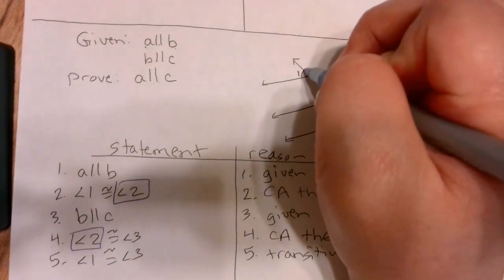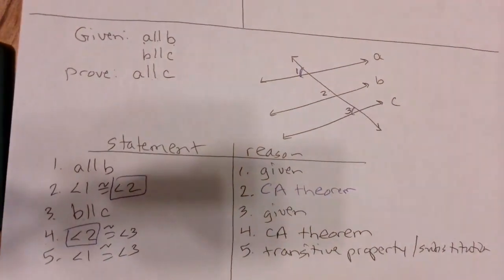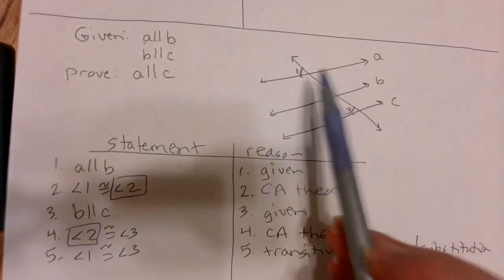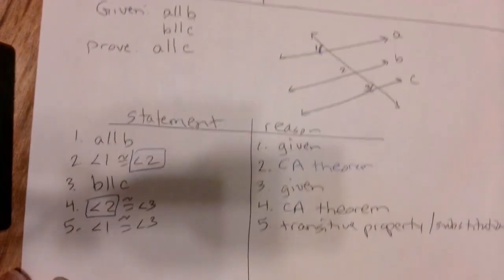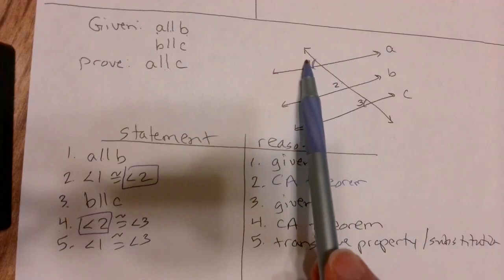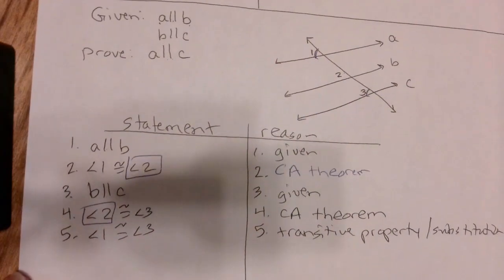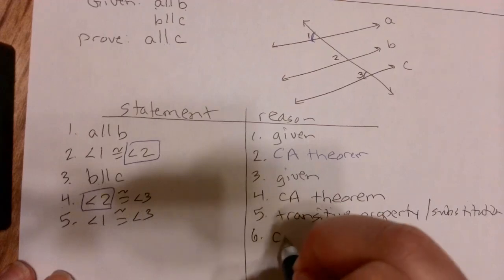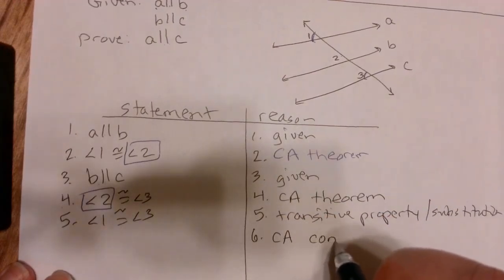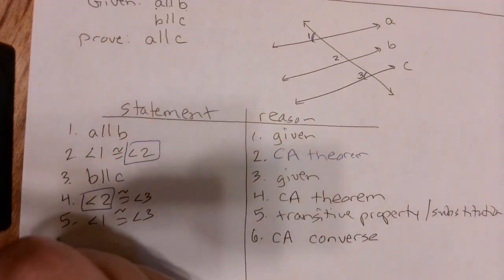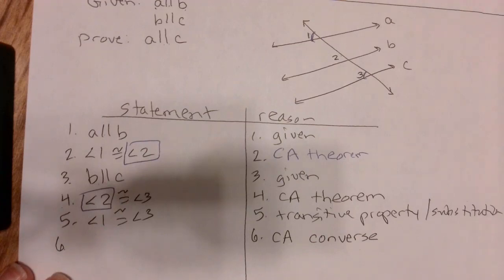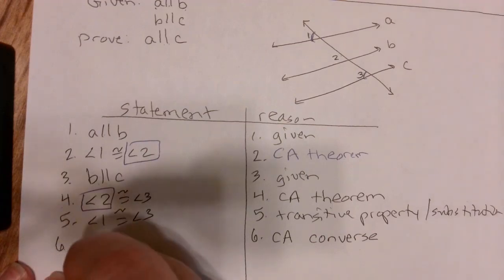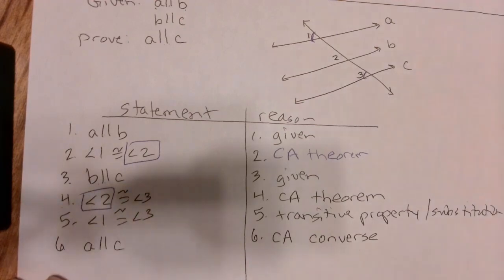And if we know that angle 1 and angle 3 are congruent, look at where angle 1 is. It's on line A, and angle 3 is on line C. And they're both kind of like on the top left. Those are corresponding angles. And the corresponding angle converse says, since angle 1 and angle 3 are corresponding and they are congruent, then A must be parallel to C. At this point in time, you should have enough information to do your homework.